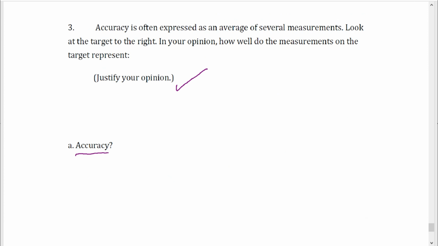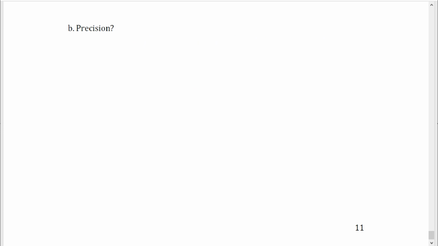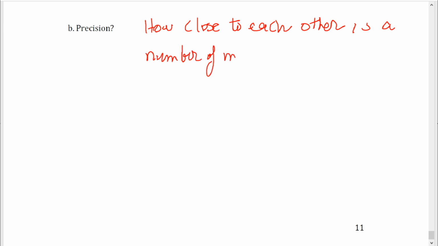Okay, and then you are asked to define accuracy. Accuracy is how close a measured value is to the accepted value, while precision is how close to each other a number of measurements are.